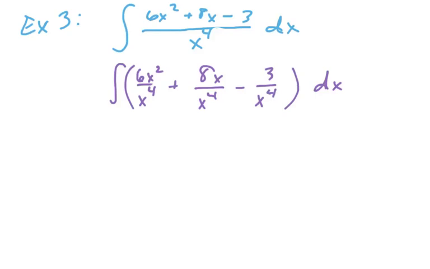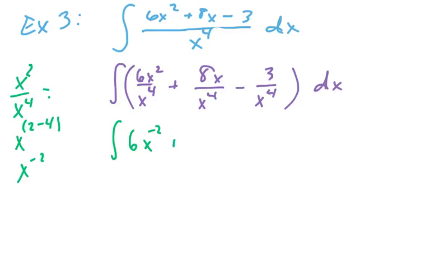All right, now when we simplify, we have to remember that when we're dividing two things with a common base, you're subtracting those exponents. So in this case, x squared divided by x to the 4th, well, 2 minus 4 is -2. So this is going to simplify to 6x to the -2nd power, because x squared divided by x to the 4th is equal to x to the 2 minus 4 power, which is x to the -2nd. Plus, same thing with the next term. We got 8x to the 1st divided by x to the 4th. Well, 1 minus 4 is going to be -3.